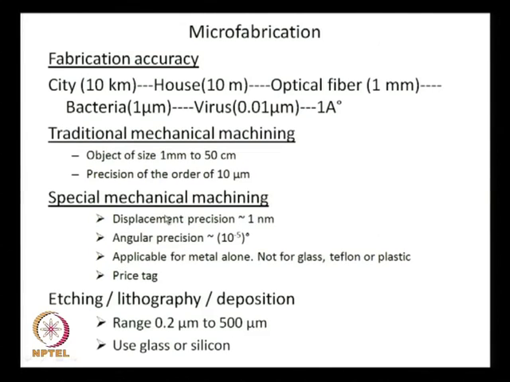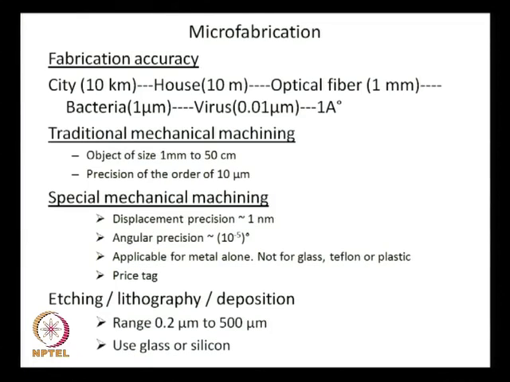However, when it comes to accuracy, this special mechanical machining can deliver what you want to accomplish in a micro scale device. On the other hand, what is done here is the techniques that are used in semiconductor industry, for example, etching, lithography, deposition, these techniques are borrowed to develop micro scale devices.